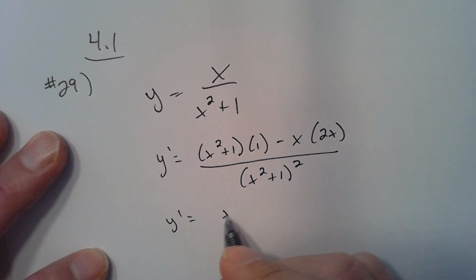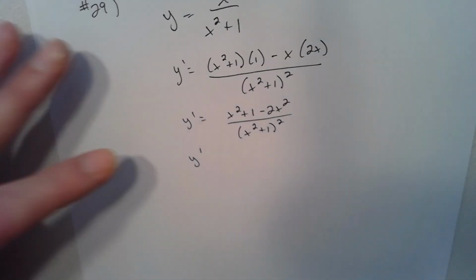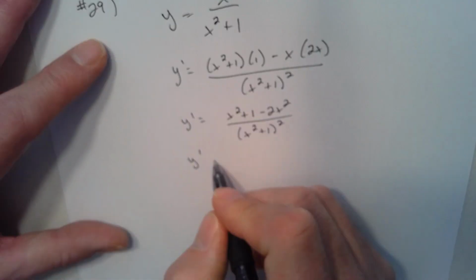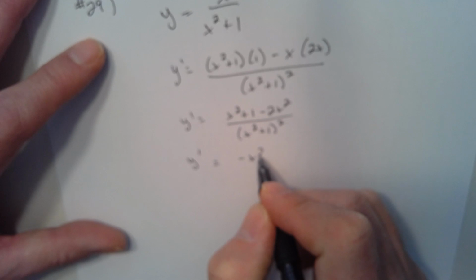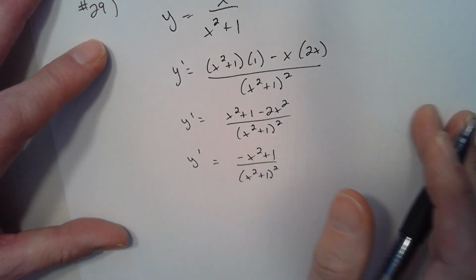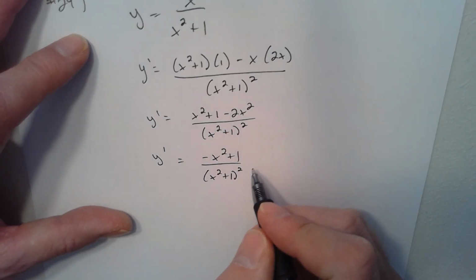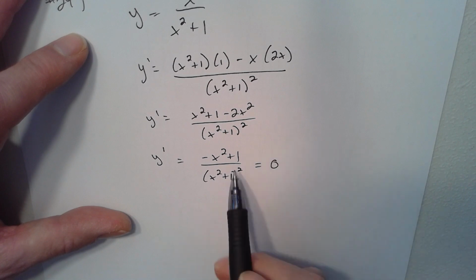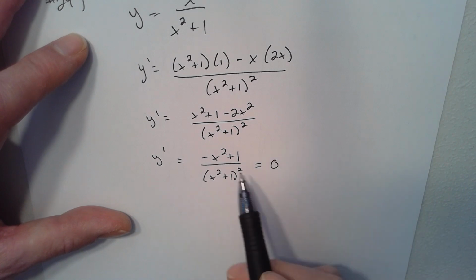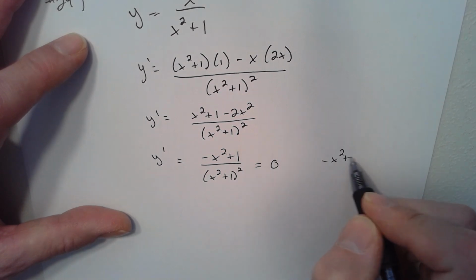So it's x squared plus 1 minus 2x squared on top. So negative x squared plus 1. So there's my derivative. So we can set the derivative equal to 0. Anytime you have a fraction equal to 0, the only way it could ever be 0 is if the top is 0. So negative x squared plus 1 equals 0.